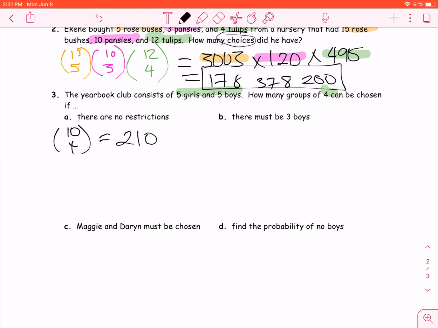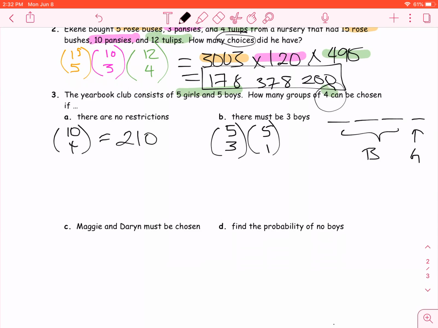Now we're going to consider a situation where there must be 3 boys. We know there are 5 boys, and out of the 5 boys, we're choosing 3. This is a group of 4 members: 1, 2, 3, 4. If these are all boys, our last slot has to belong to a girl. So out of the 5 girls, we need to choose 1. Essentially that's 10 times 5, so we have 50.